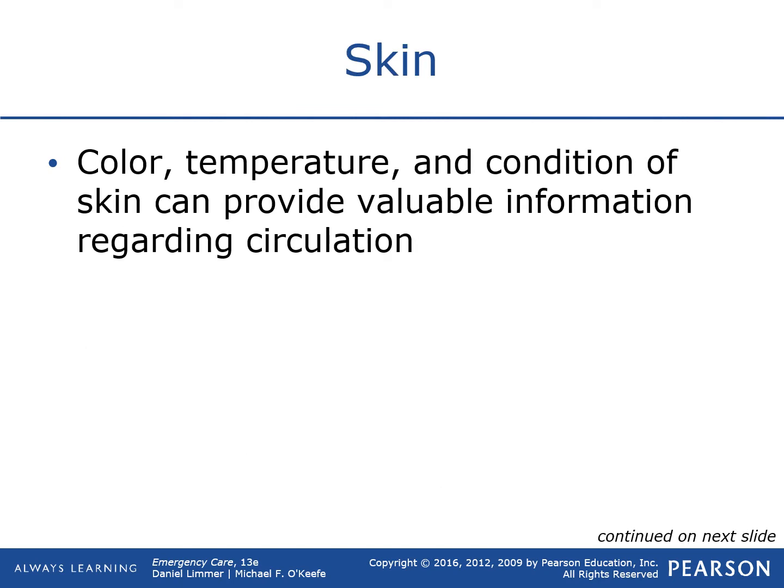All right, so moving on into your skin. Your skin provides great information that is very easy to see and very quick to obtain regarding your circulation and how well your heart is doing at moving blood around. So when we're looking at skin, we want 3 measures. You want the color of the skin, you want the general temperature of the skin, and you want the condition of the skin.